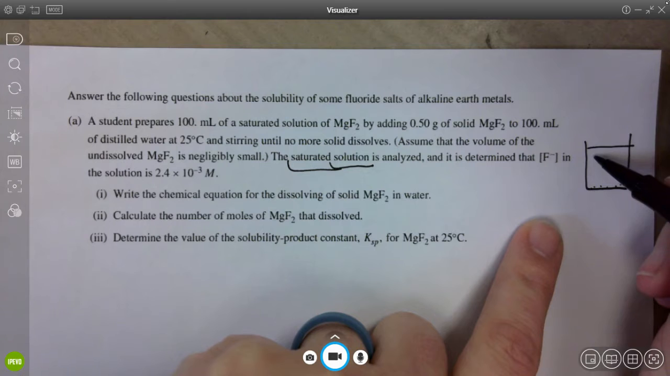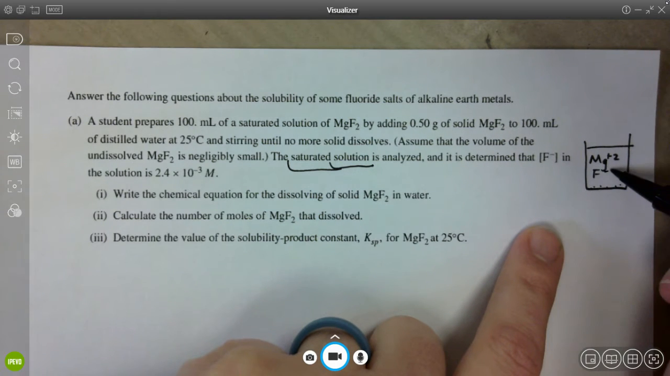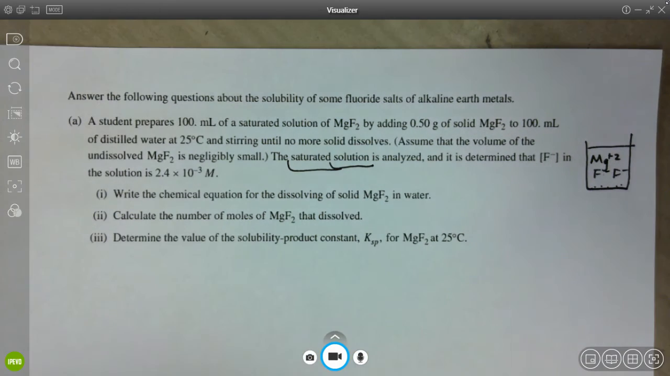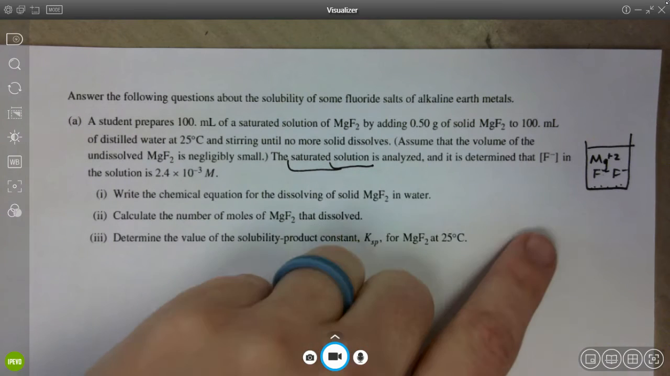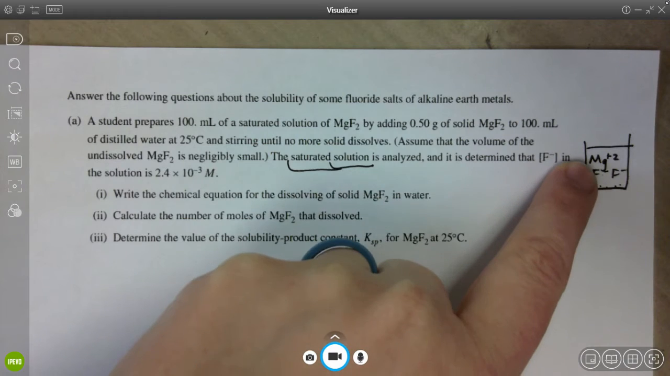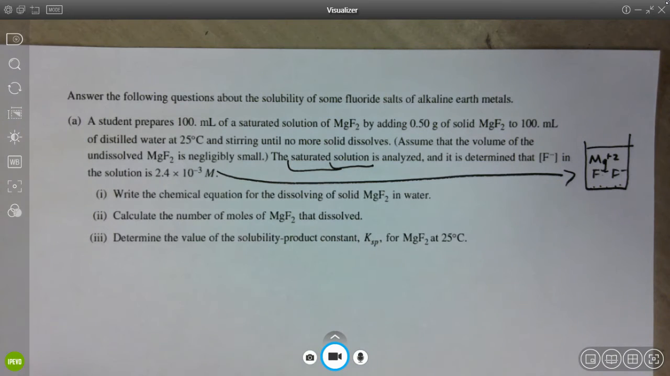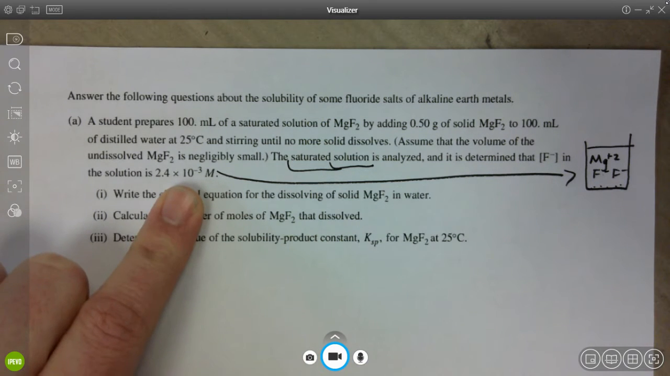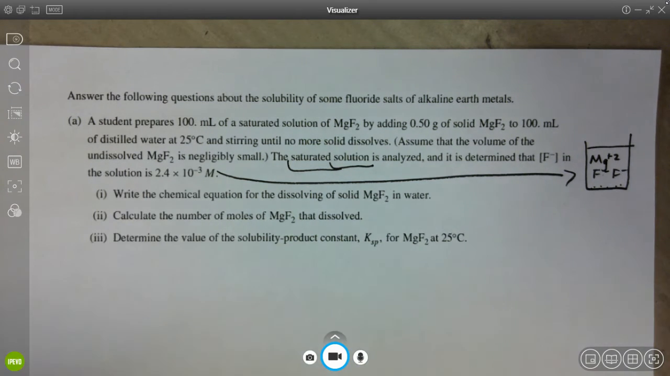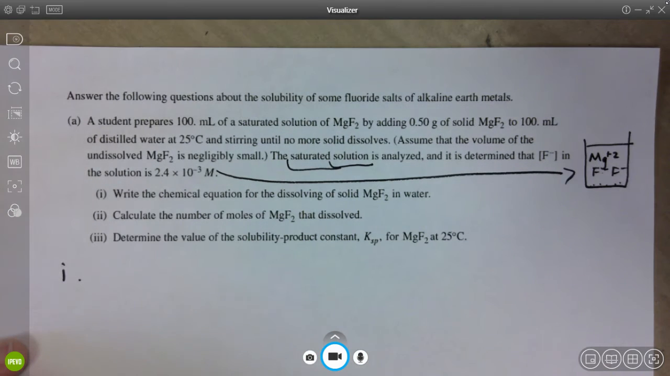I'm going to have in my container here a teeny tiny bit of solid, but then up in this top part of the beaker in solution, I'm going to have Mg+2 in whatever saturation point it is, and then twice as many F minuses. So if you think about how that's going to dissolve, that means that I got a little solid here, but that I have some of this F minus dissolved and some of the Mg. And it's telling me that concentration is F minus right here, and it's 2.4 times 10 to the negative third molar.